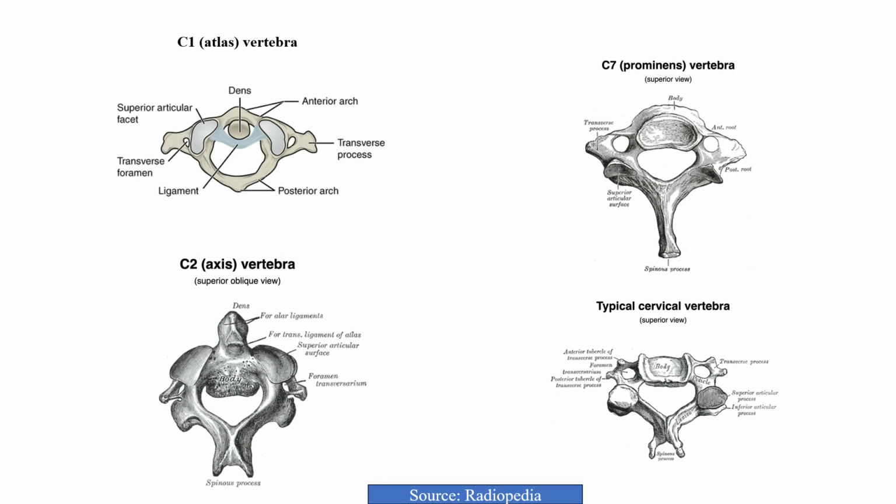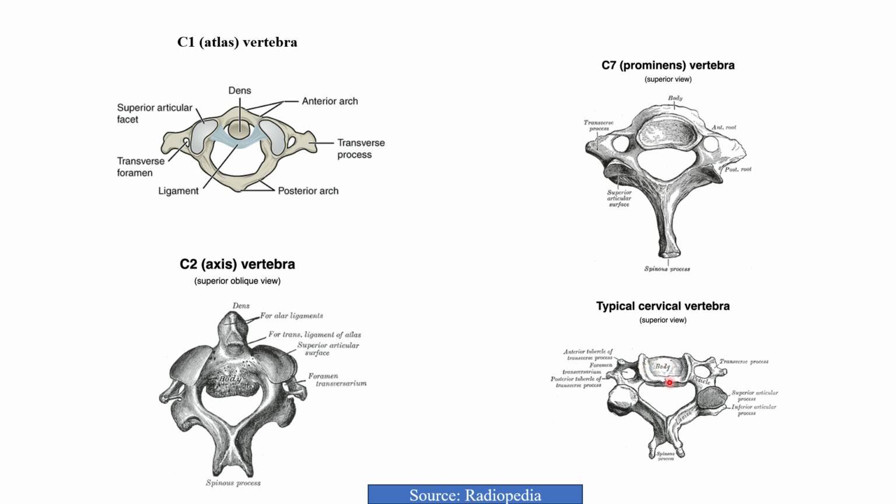Let's look at the different types of cervical vertebrae. Broadly, they are classified as typical cervical vertebrae or atypical cervical vertebrae. Atypical cervical vertebrae involve C1, C2, and C7 because their characteristics are slightly different from the remaining typical cervical vertebrae.